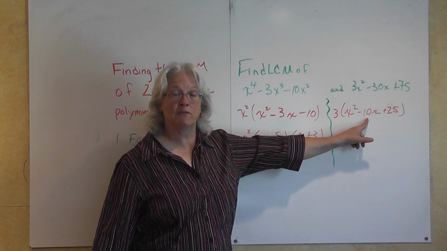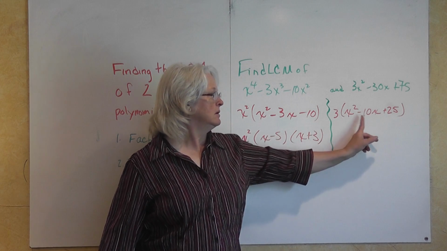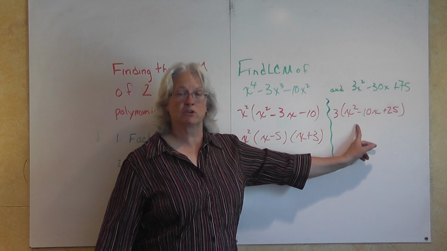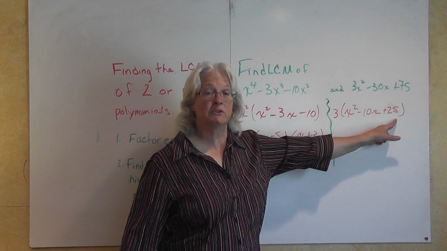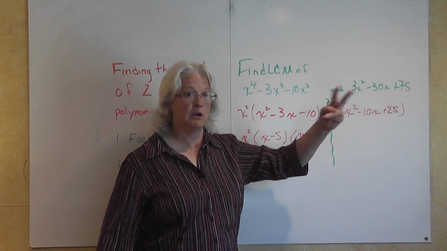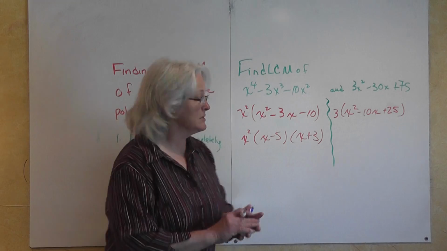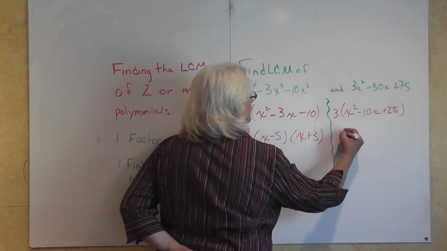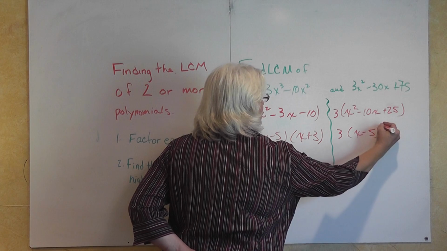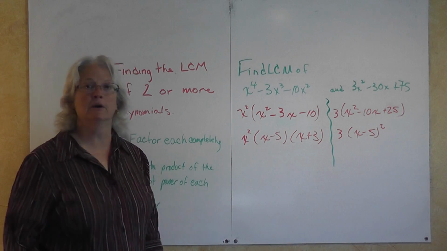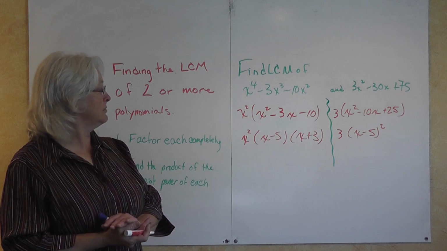And the coefficient of the middle term is twice the product of the square roots of the first and third terms. The square root of the first term is x. The square root of the third term is 5. Twice that product is 10x with the negative sign. So this tells you the pattern that you have 3 times x minus 5 used as a factor twice. If you don't recognize that that's a perfect square trinomial, that's all right.